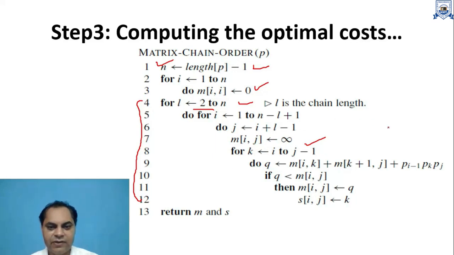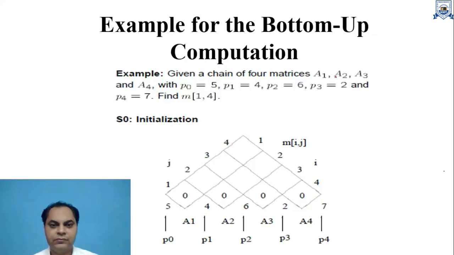In the end, it will solve 1 to n and store the values of the intermediate solutions in two matrices, or we can say tables, which are M and S. Now let's do one example of matrix chain multiplication.